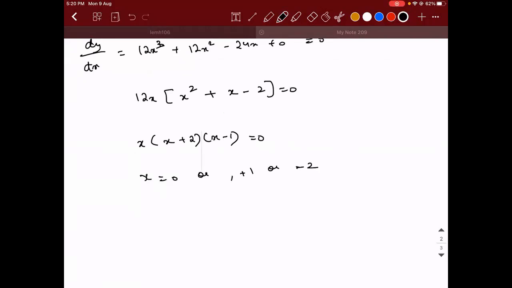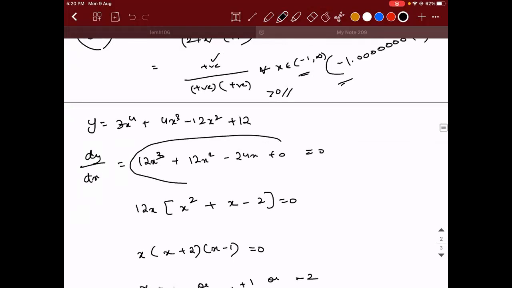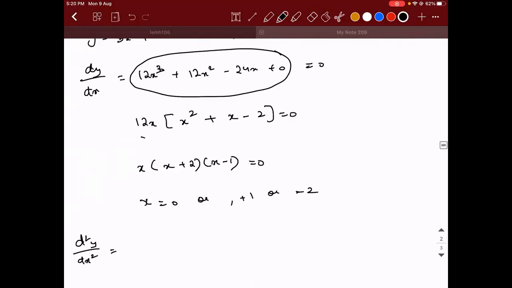Now I'll perform the second derivative test, d square y by dx square. One common mistake that happens is that people perform it from the step where the 12x has been taken outside. So the second derivative will not be right. Some students I've seen do it from this step. What is the mistake in doing it from this step? Tell me.